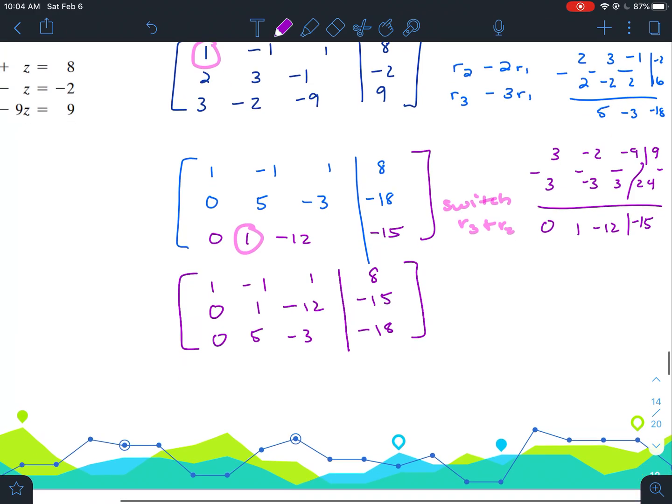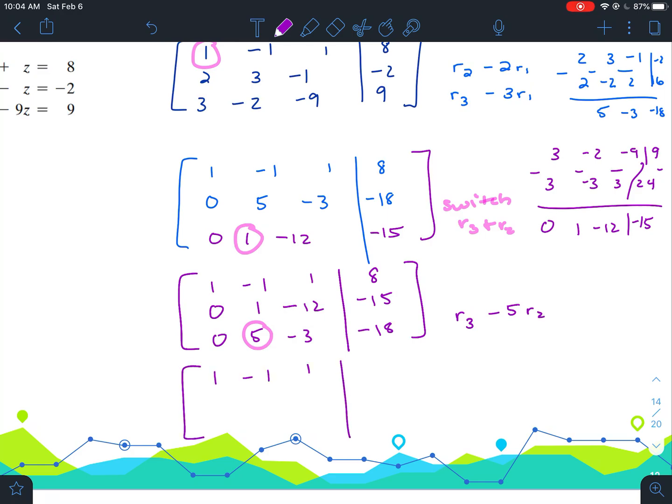All right, now I need a 0 underneath it, so I need to make that 5 into a 0. So I could do row 3 minus 5 times row 2. And so I've got 1, negative 1, 1, and 8. I've got 0, 1, negative 12, and negative 15.